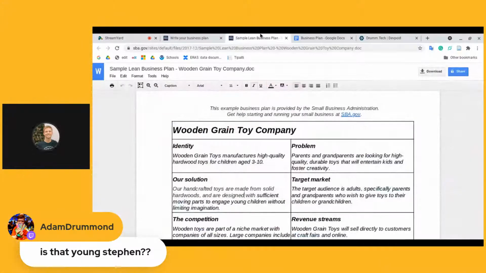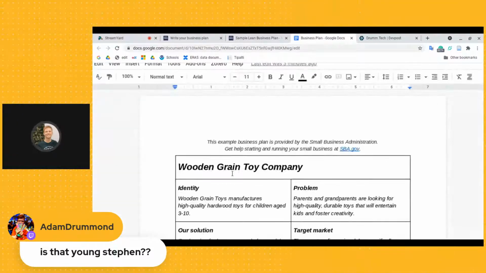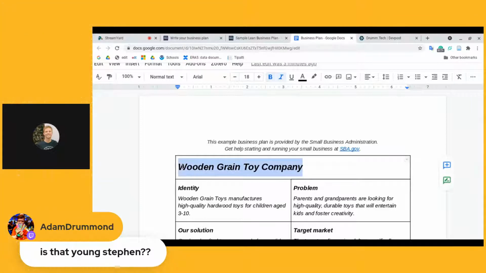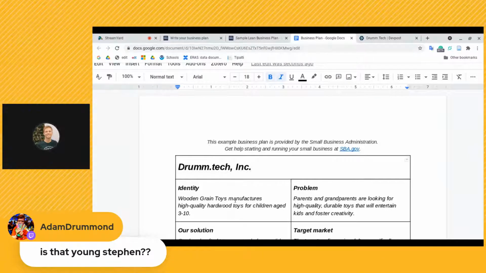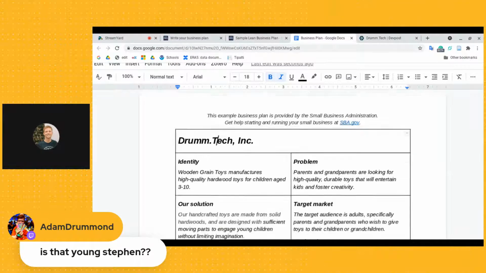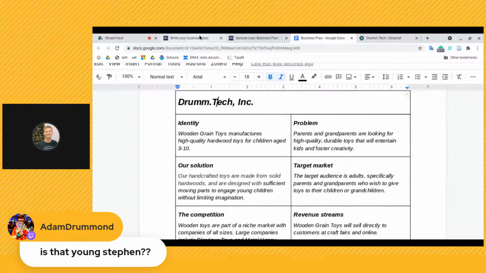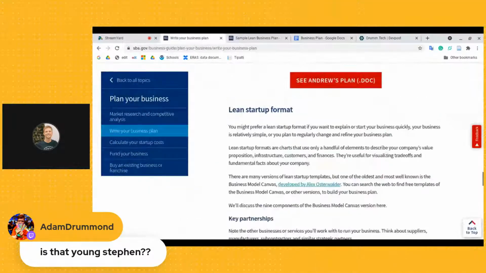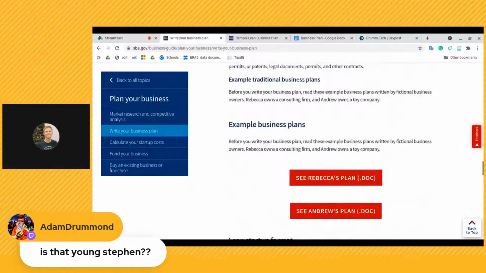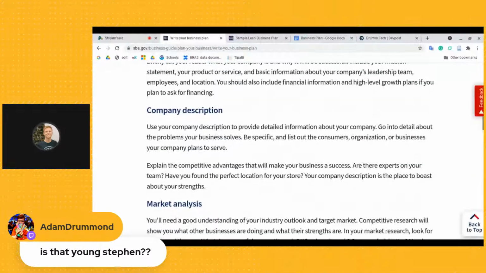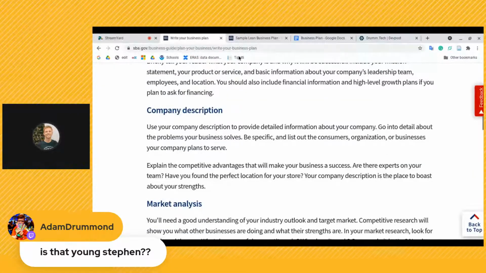So there you go. Let's start this off, and instead of the Wooden Grain Toy Company, we're going to call this Drum.Tech Incorporated. Okay, that's the name of this company. And I need to come up with an identity. The identity, if you recall from the business plan, from a lean model, or actually we don't need to use the lean model for this. We can just use the company description. We want to talk about the business problem that is solved.